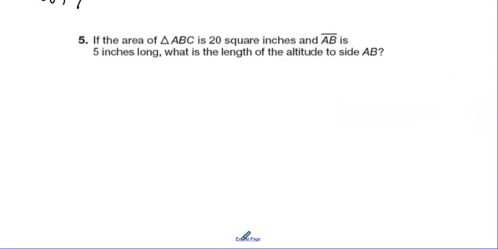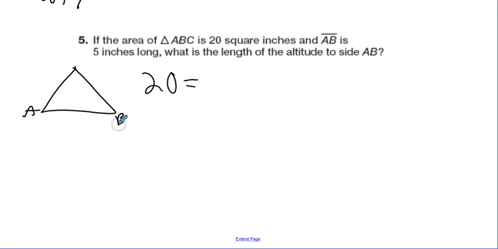And we have no drawing here. Help to do one. If the area of triangle ABC is 20 square inches, ooh, the area. We know the area. And AB is 5 inches long. What's the length of the altitude beside AB? That's basically a fancy word for the height, okay? So AB is down here. AB is 5. So they're basically looking at what this is right here.